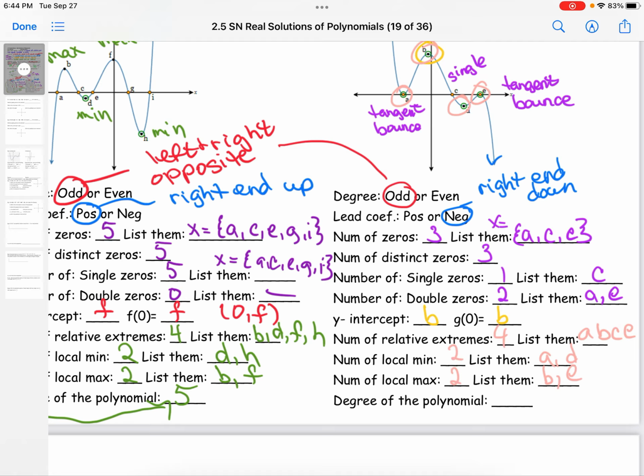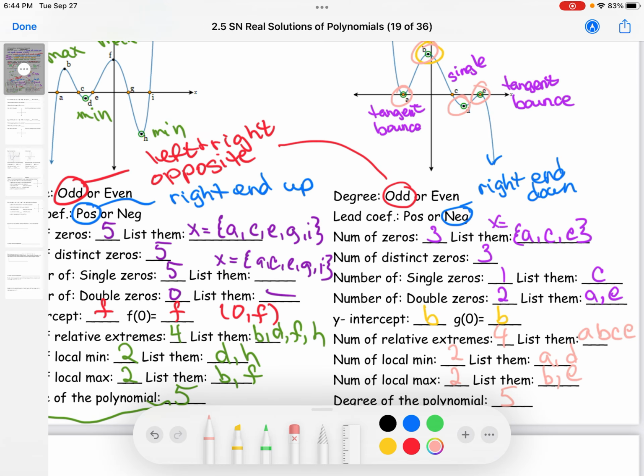Now, the degree of this polynomial is going to look a little bit different because there's 3 zeros, 3 solutions, 3 x-intercepts, but this is actually a degree of 5. And it's a degree of 5 because there are 2 doubles that count as 2 each, and one single that counts as 1. So that adds up to a degree of 5.